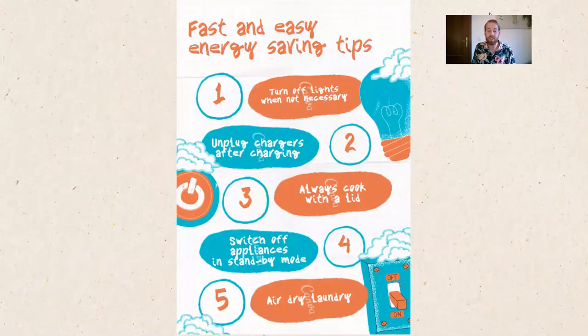I went to Canva to make my fast and easy energy saving tips. They're not all exactly the same as what Alethea said, but they are along the same lines. You can see I suggest turning off lights when not necessary, unplugging your charger after charging, cooking with a lid, switching off appliances from standby mode, and air drying your laundry. What can you think of? Make a poster, send it in.